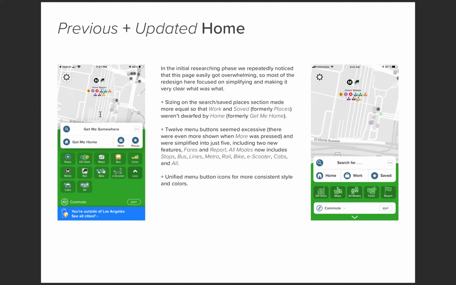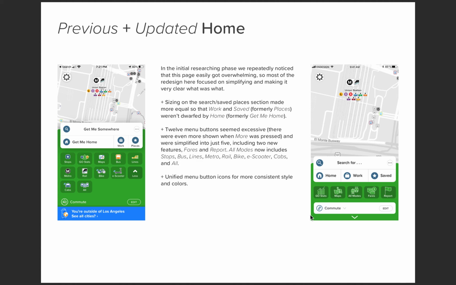So on the left here we have what was previously the home page, and it has 12 menu buttons here, which are just kind of overwhelming and needed to be condensed, so I put them down into 5, and all of the transportation modes here, like the scooter and bus and everything, were all just worked into the all modes right here. And then I've added fares and report. And then the one other main thing I did here was change the sizes of the work and saved buttons so they're a little more easy to press next to home, so that's not just like a big blob next to them.